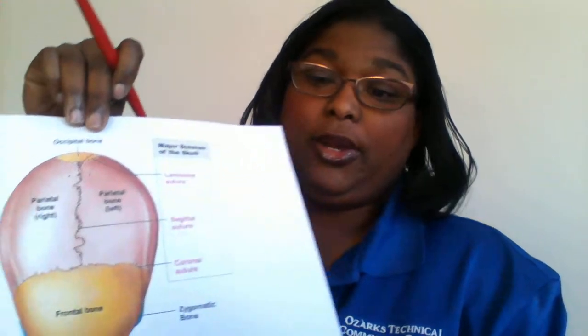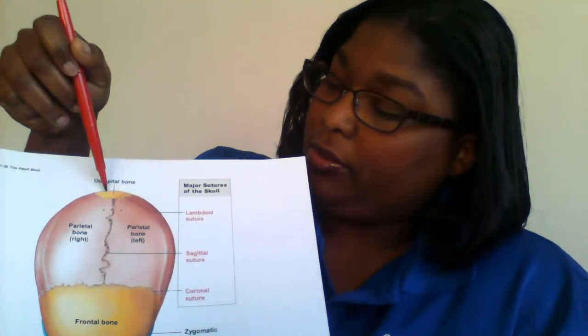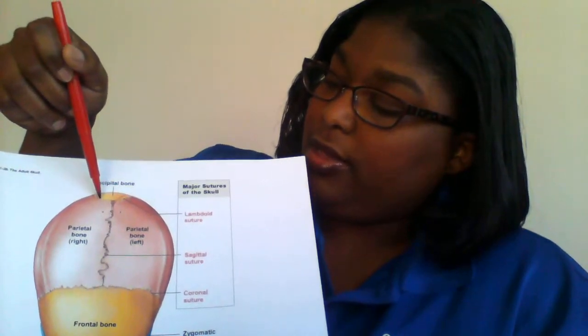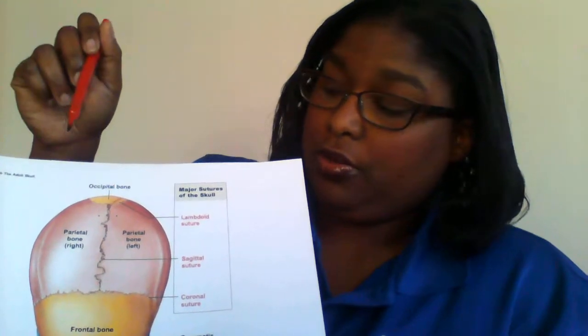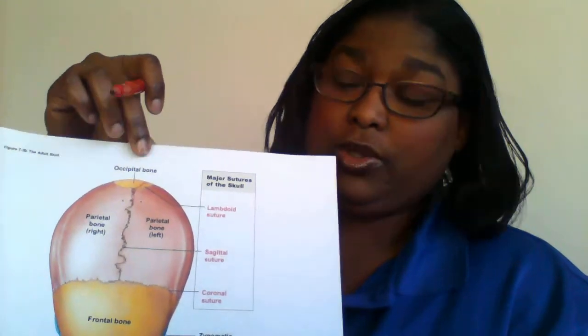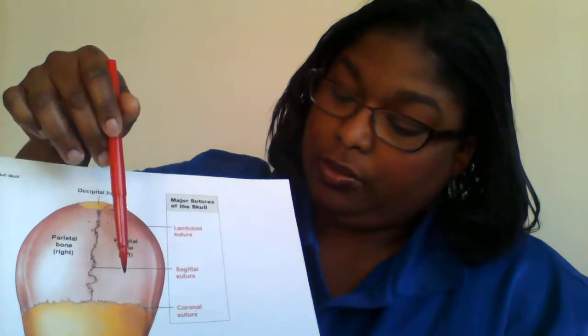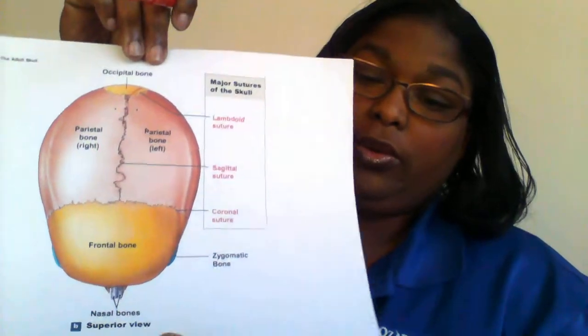In the next picture, we will be looking from a superior view. The occipital bone, you can see the lambdoid suture. The parietal bone is split in two, it's two bones, and it has a sagittal suture. The frontal bone, the coronal suture, and you can see the nasal bone.